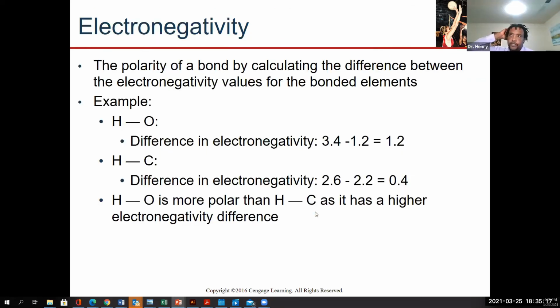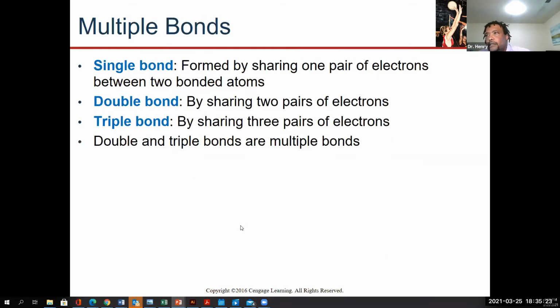Okay, this is just reinforcing what we just figured out, and you're already familiar with this. A single bond is sharing 2 electrons, a double bond is sharing 4 electrons, and a triple bond is sharing 6 electrons. Or we could say a single bond is 1 pair of electrons, a double bond is 2 pairs, and a triple bond is 3 pairs. Simple?